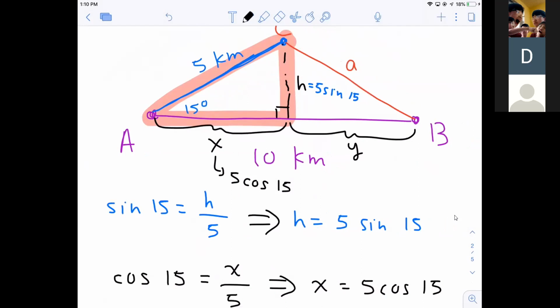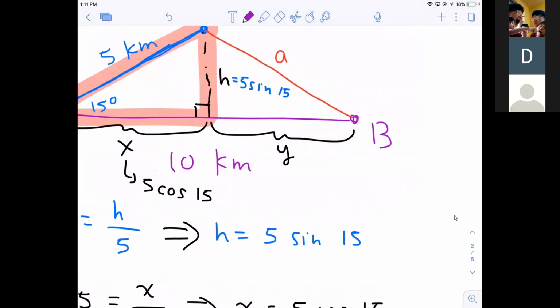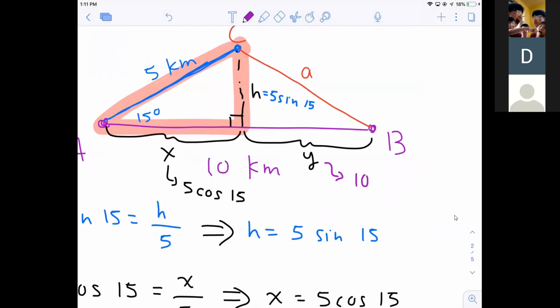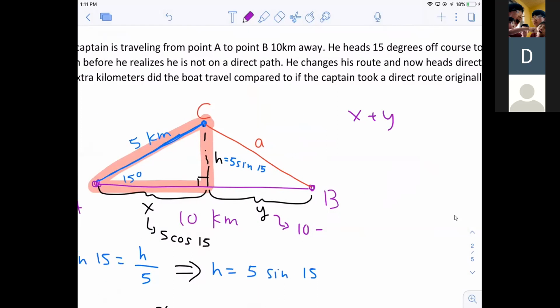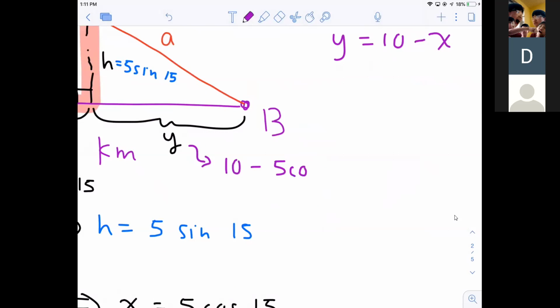Well, if I know the length of X and I know the length of AB, can we find the length of Y? All right, think about what that would be. That's going to be 10 minus the length of X, right? X plus Y equals the length of 10. So we can say Y equals 10 minus X. Nice, Erica. It's 10 minus 5 cosine of 15.